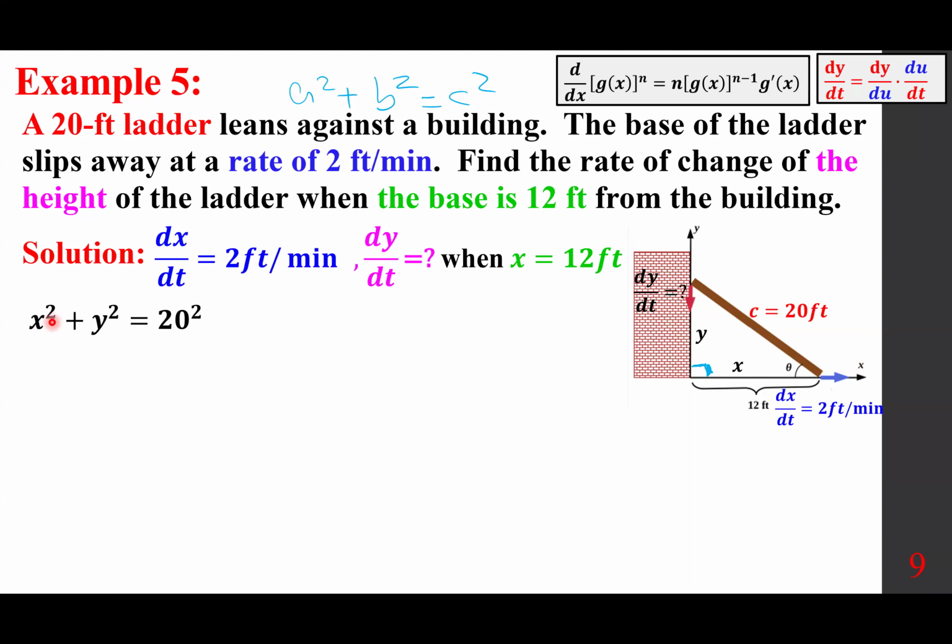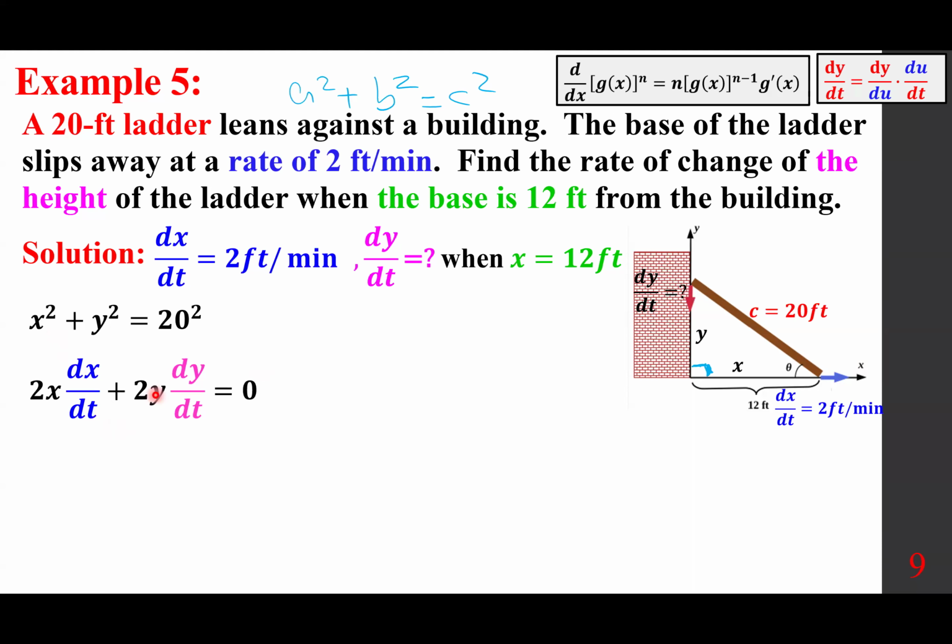This, if we differentiate implicitly, gives us 2x dx/dt + 2y dy/dt = 0, because 20 squared is 400 and is a number. Any number's derivative results in 0. So without this, we can't get this. So we have to write that.